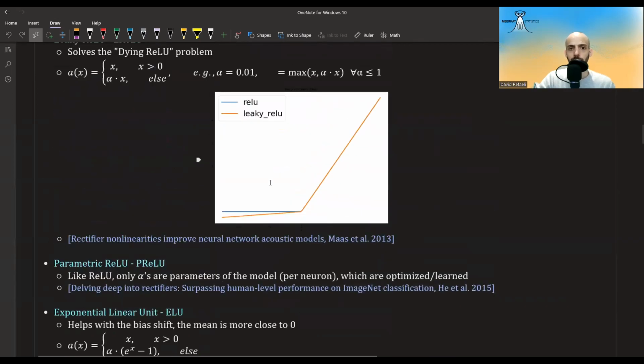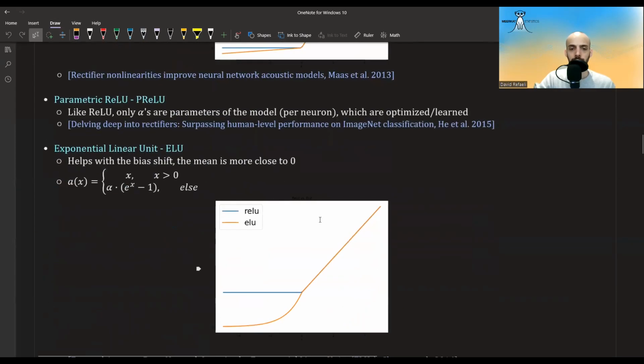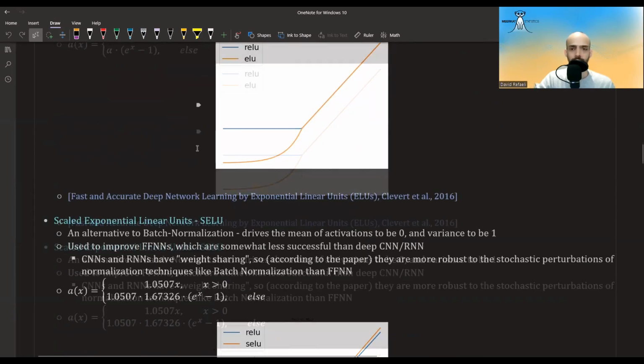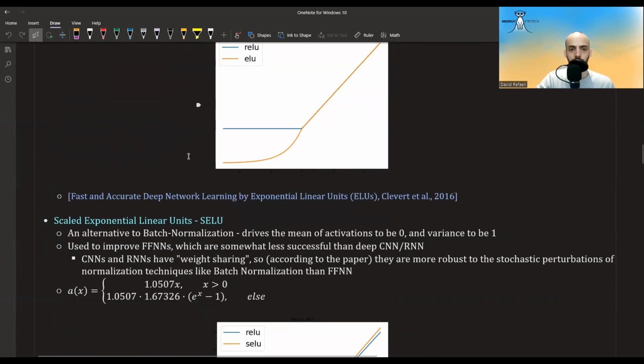The problem with Leaky ReLU is that, yeah, okay, it solves the dying ReLU problem, but the mean of the activation will still be much greater than 0 because most of the values are much greater than 0. And this still creates the bias shift problem. But here we have much greater negative values, so the mean will be closer to 0 and we won't suffer so much from the bias shift problem. This was introduced in this paper over here.